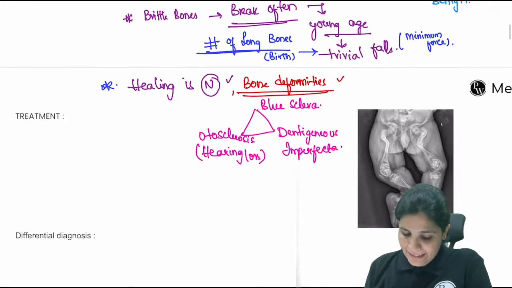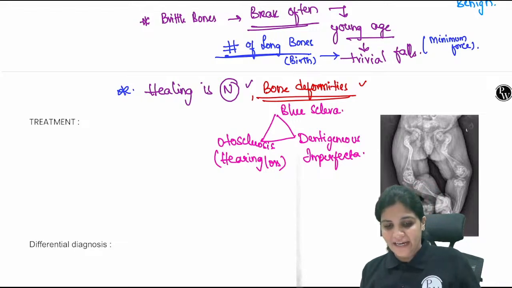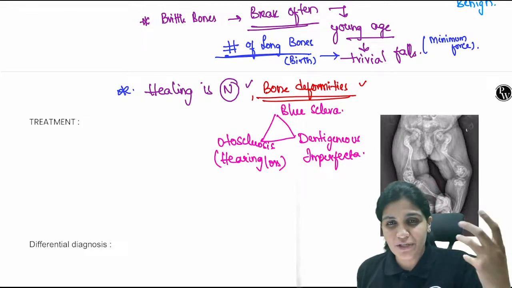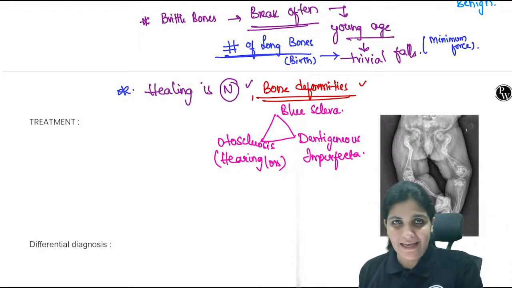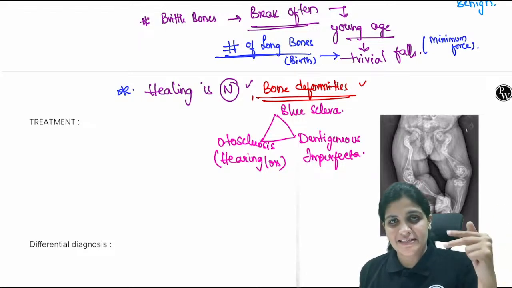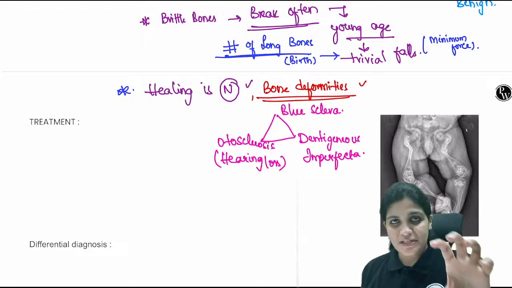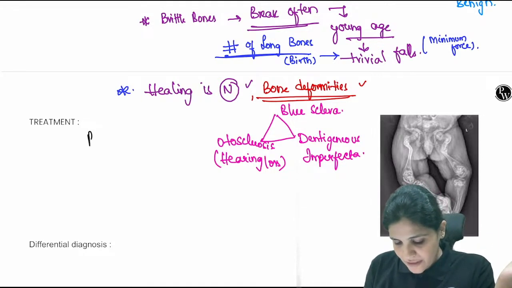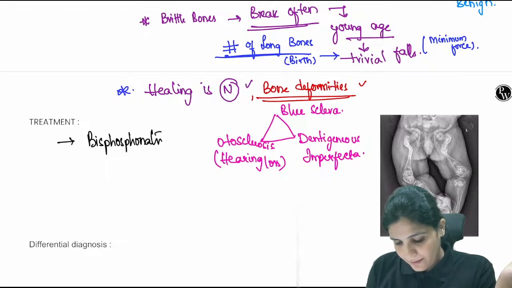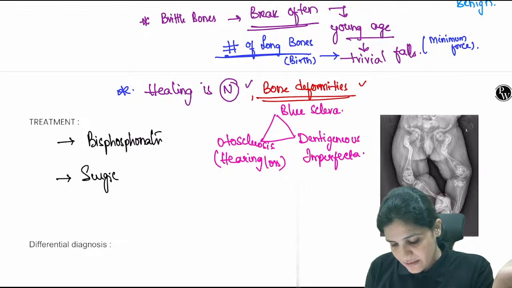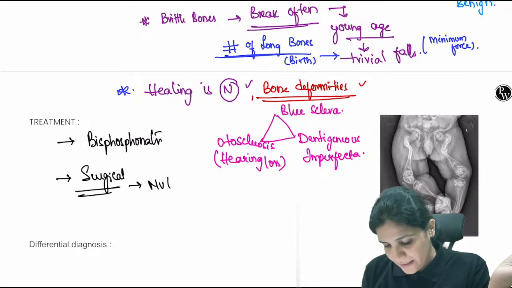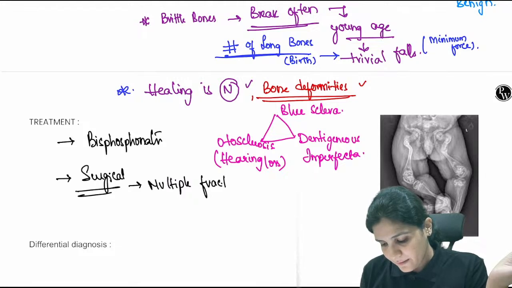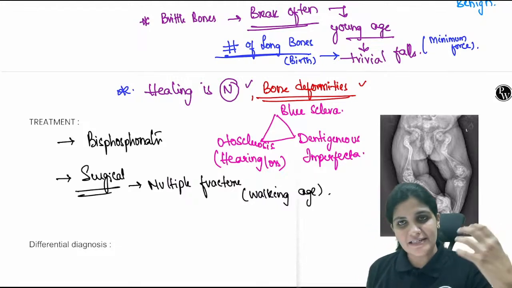Okay. And then how do you go for the treatment? Once you have diagnosed, because on the x-ray you see multiple fractures, and in a young age group with blue sclera, otosclerosis, that is hearing loss, and dentinogenesis imperfecta, we put the diagnosis as osteogenesis imperfecta. And then how do you treat it? Treatment: usually we go with bisphosphonates for medical treatment, and the treatment would be surgical if there are multiple fractures in walking age.